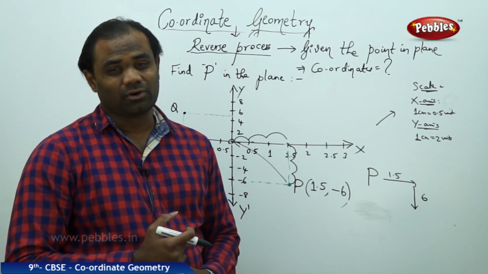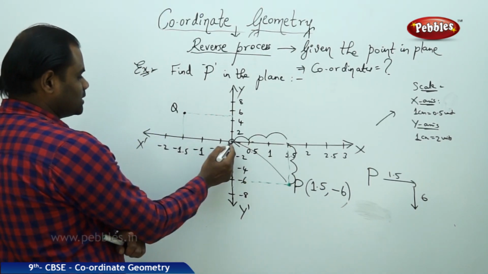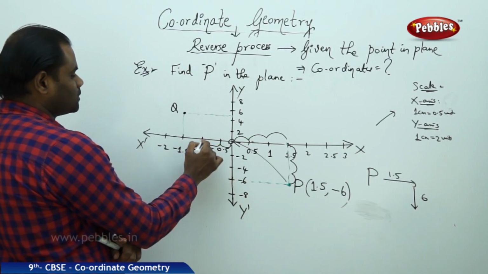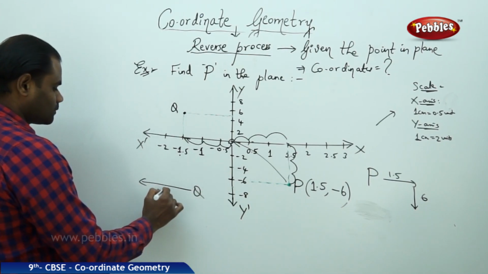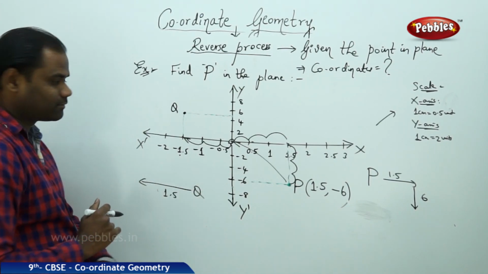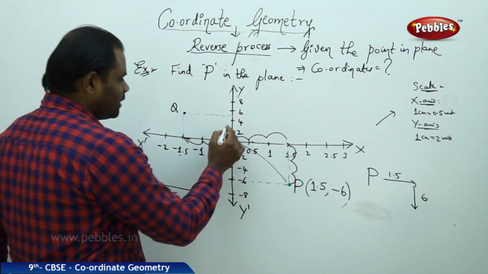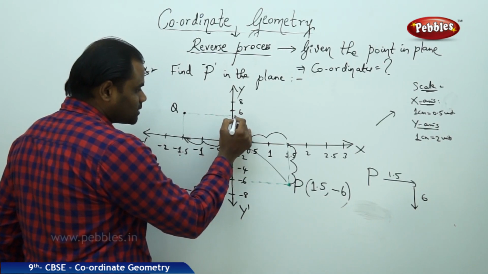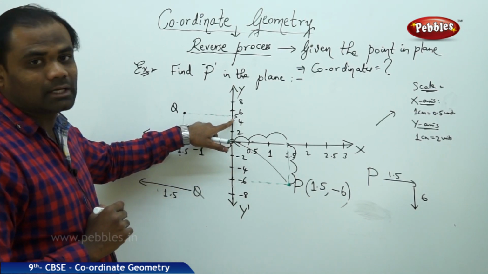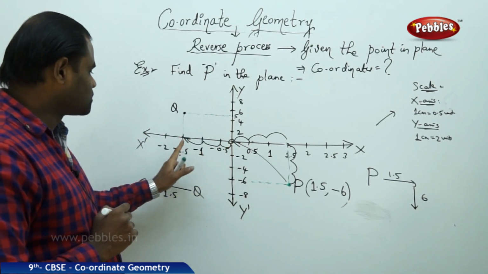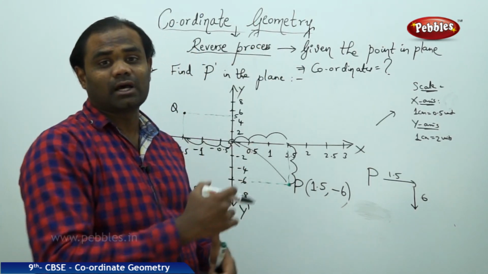Similarly, let's see the coordinates of Q. I clearly see that this is the point which moves 1.5 units to the left and then moves up 1, 2, 3. So this is exactly between 4 and 6, so I assume this to be 5. So Q moves minus 1.5 units, that is, 1.5 units to the left, and then 5 units up.